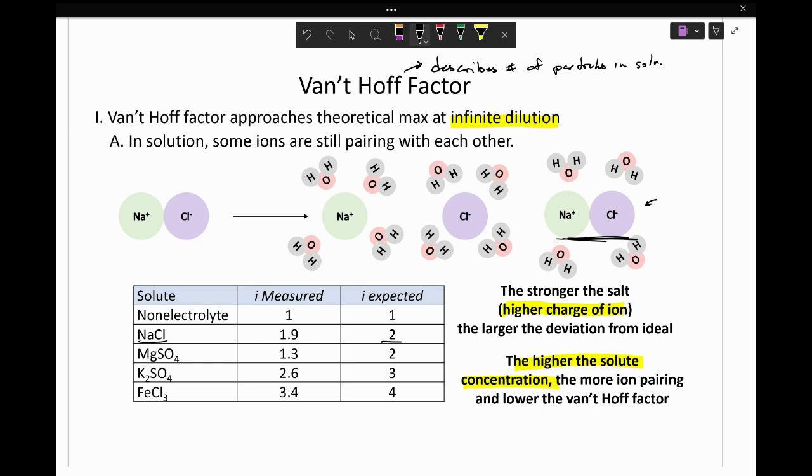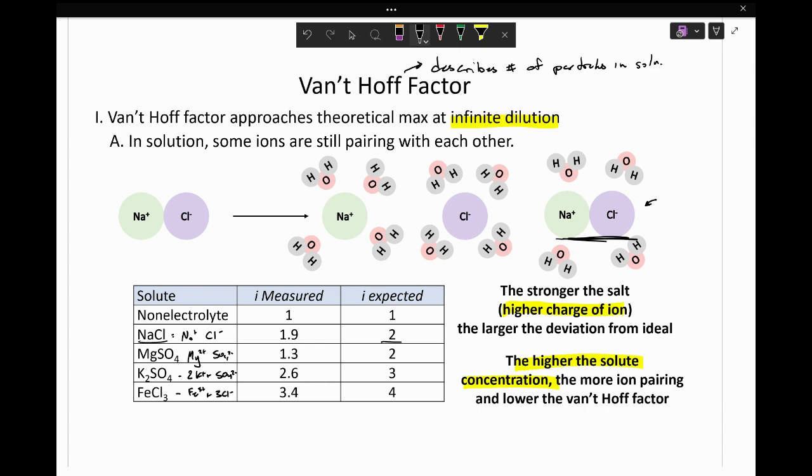And so here we have this table that shows a couple different solutes, non-electrolytes, which we don't really have a Van Hoff factor for because they stay as one particle, and then some particles that are electrolytes, so something like sodium chloride, which separates into sodium and chloride, magnesium sulfate, which separates into Mg2 plus and SO4 2 minus, potassium sulfate, which separates into 2K plus and SO4 2 minus, and then iron 3 chloride, which separates into iron 3 plus and 3 chlorines.